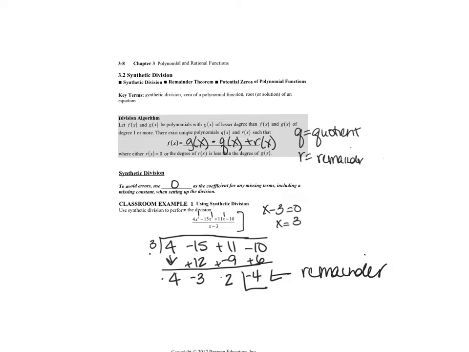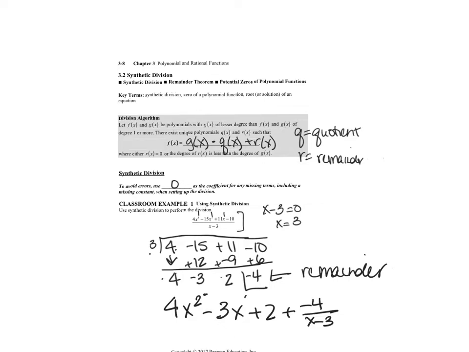Now to write my answer for this problem, so this was cubed, so this is squared, so it's 4x squared minus 3x plus 2 plus a negative 4 over whatever you divide it by, x minus 3 in this case. So because we divided by an x, that's why this is x squared, then just x, then none, because you write them in descending order.